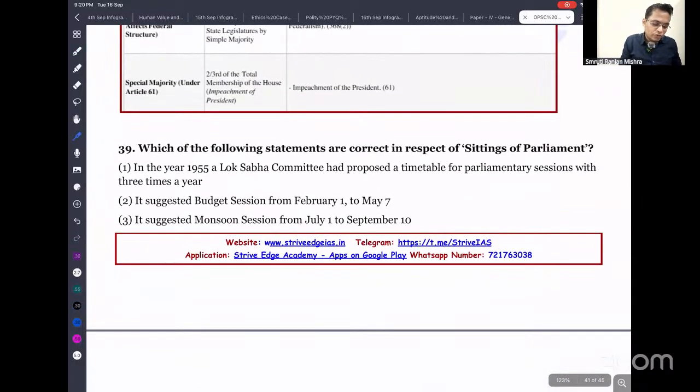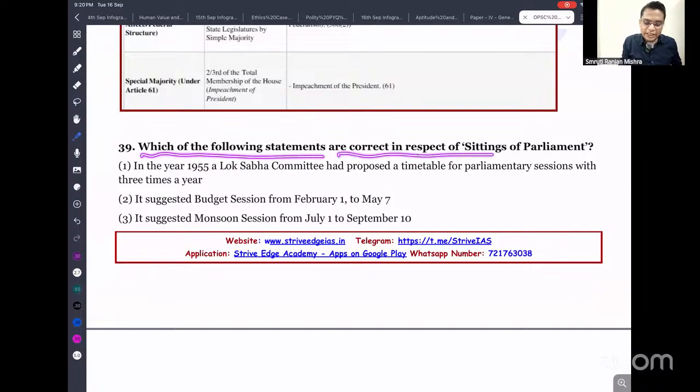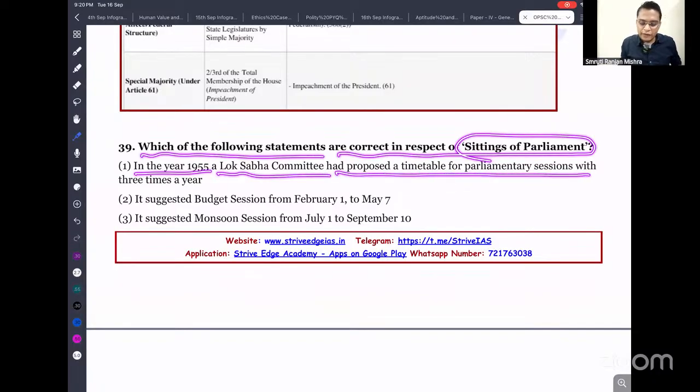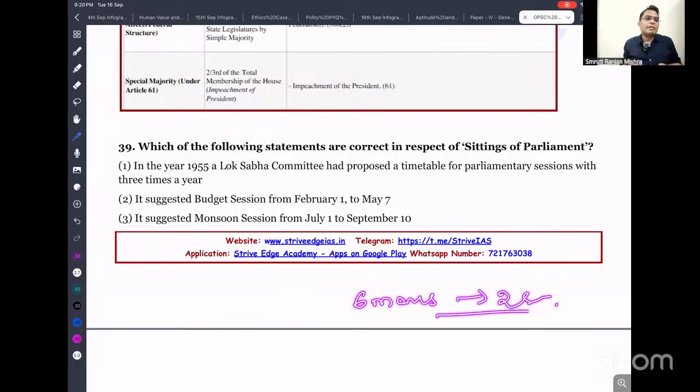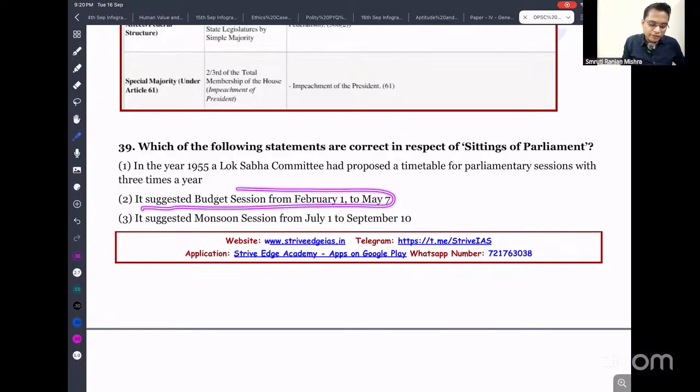The next important question is: which of the following statements are correct in respect of sittings of parliament? In 1955, the Lok Sabha committee proposed a timetable for parliamentary sessions with a 3-year calendar. If you look into our original constitution, it says there should not be a gap of more than 6 months between two sessions. That means our parliament has to reassemble or meet within 6 months. It suggested that the budget session start from the 1st of May. This one is right.